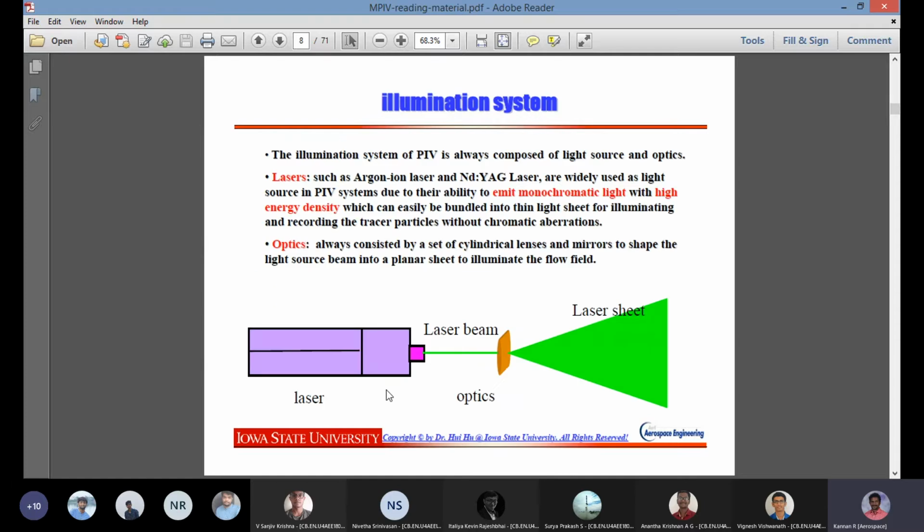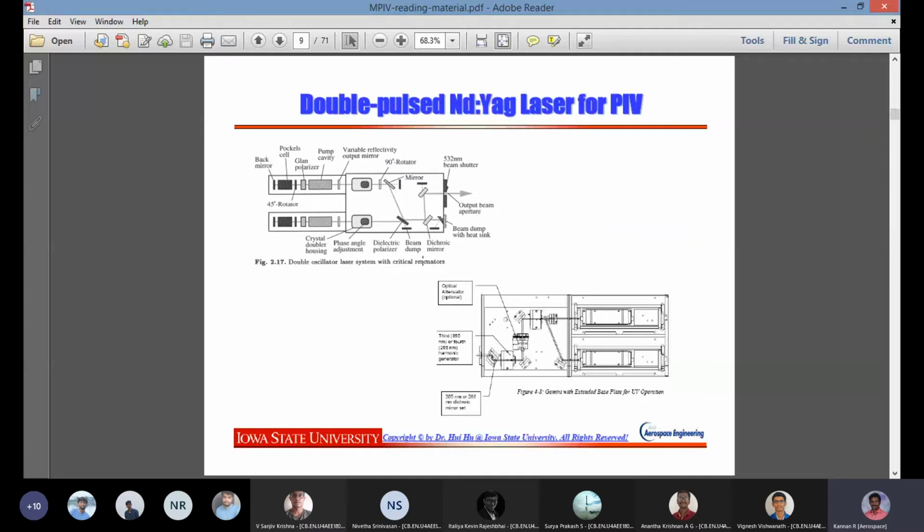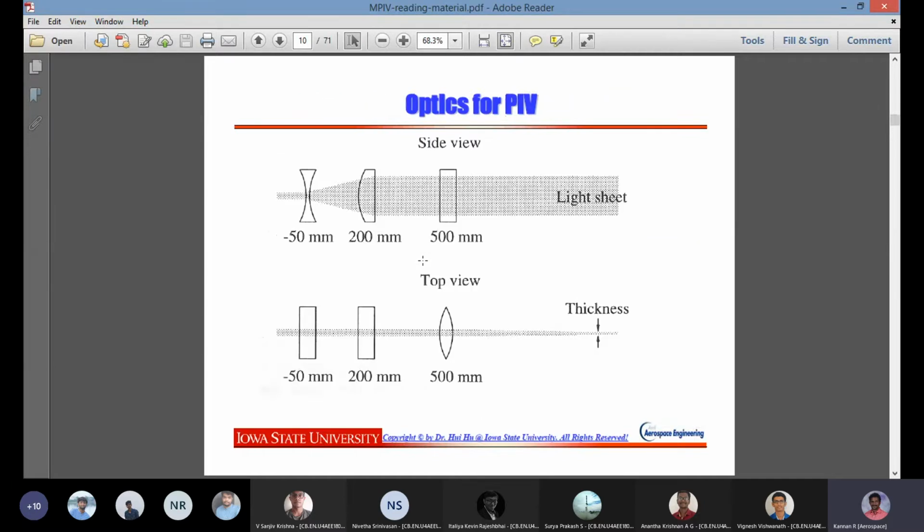Basically, for the illumination system, as I mentioned earlier, normally we use Nd-YAG lasers or argon ion lasers in PIV systems. That emits monochromatic light with a high energy density. We can convert that into a laser sheet with the help of optics, which is done with a set of cylindrical lenses and mirrors, for varying the thickness of the sheet. So this is a typical setup.